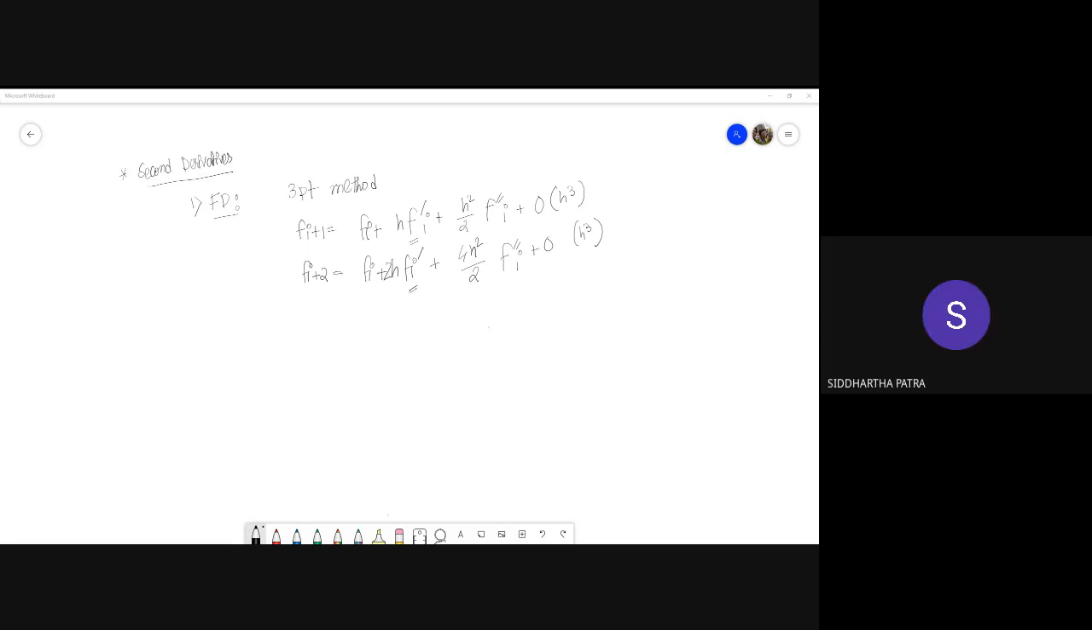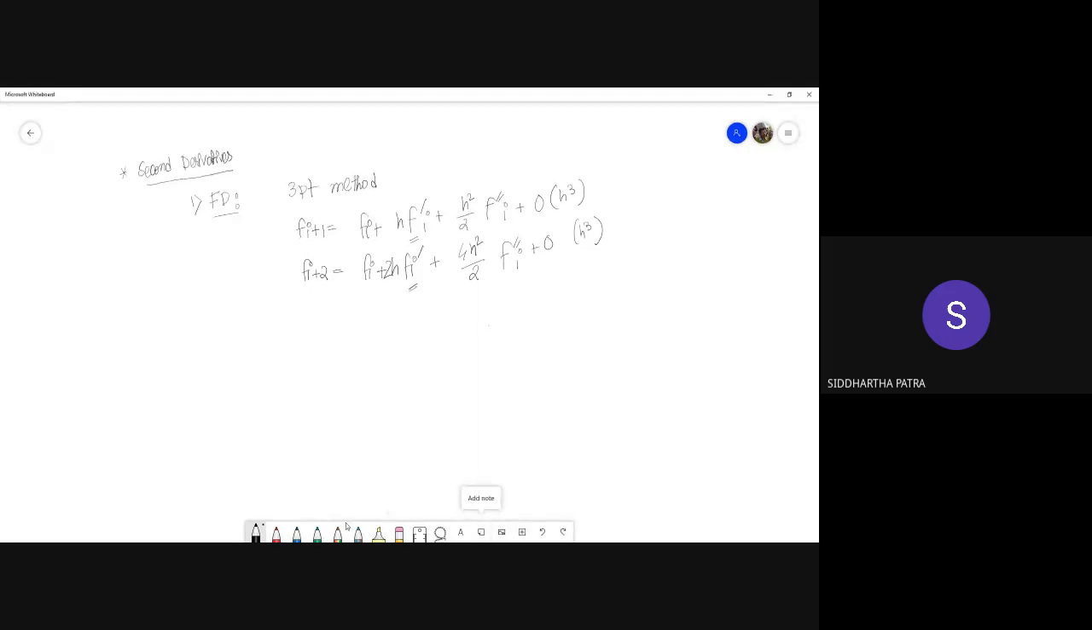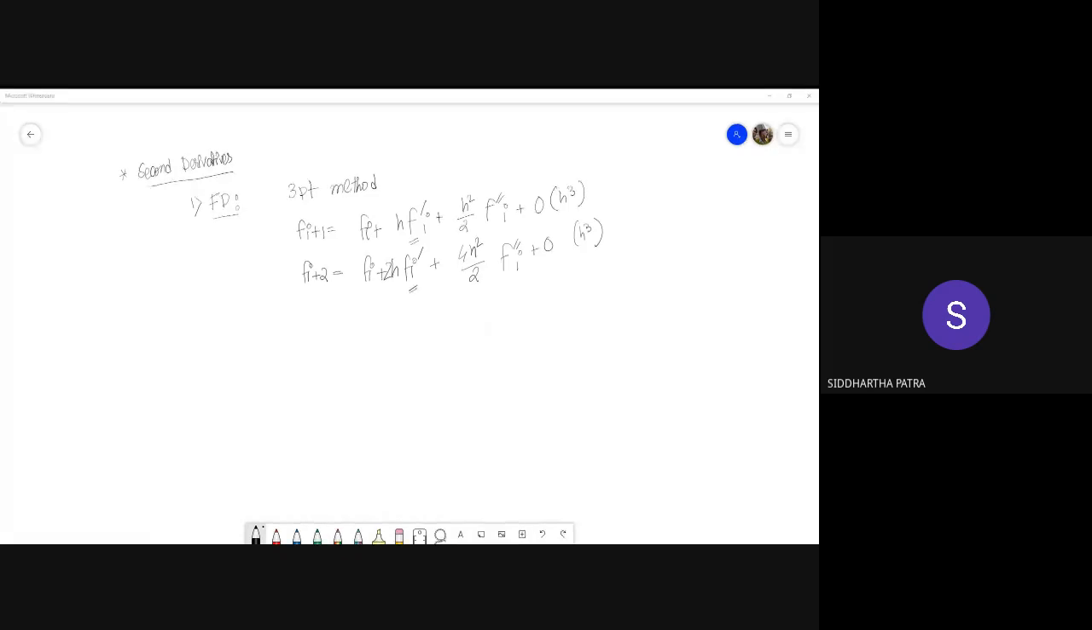Okay, so now we are discussing the second derivatives involving the difference techniques. So at first we are talking about forward difference. Now be it forward, backward or central difference, you cannot get the second derivative approximately without taking at least 3 data points. Okay, so that's what we are trying to do here. We are trying to get the 3-point second derivative expression using the forward difference.